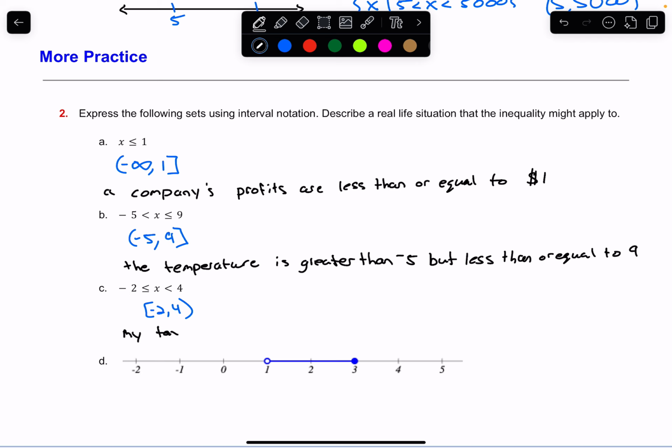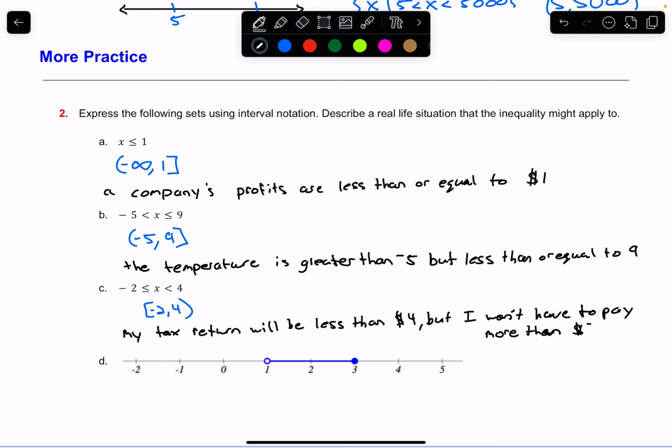So my tax return will be less than, and strictly less than, no or equal to, $4, but I won't have to pay more than $2, which means I might have to pay $2. That would represent -2, but I won't have to pay anything more than -2, which means this value won't be less than -2. Okay, so that'll give me the range -2 to 4.